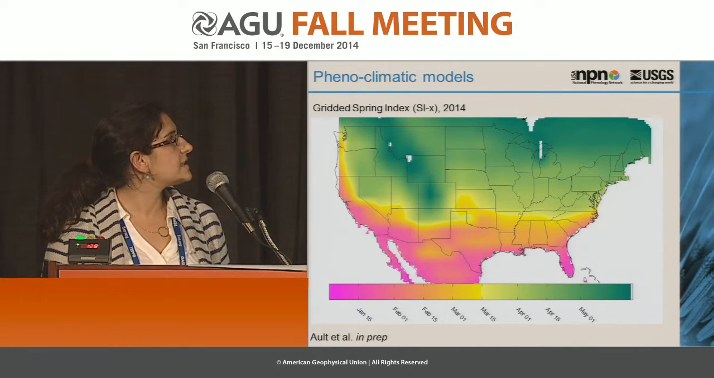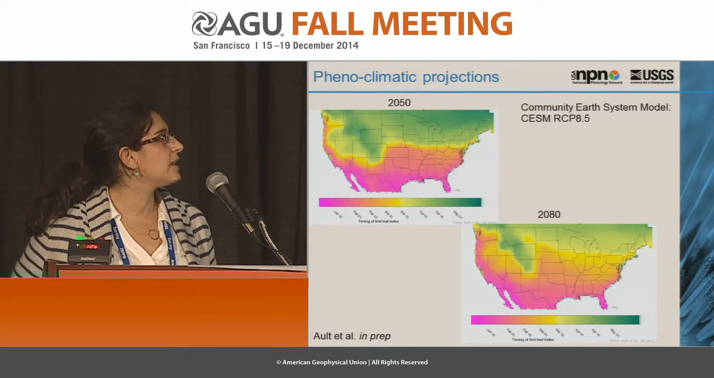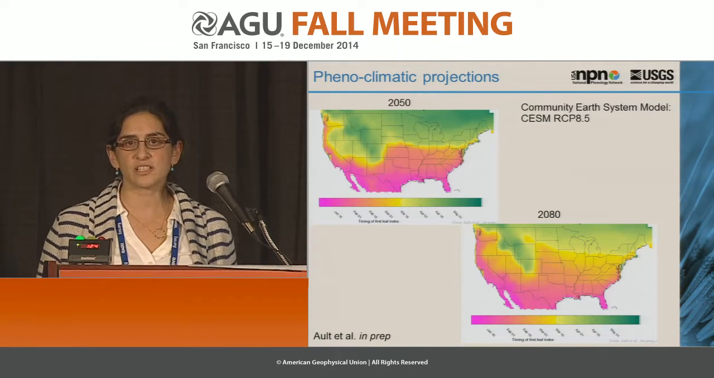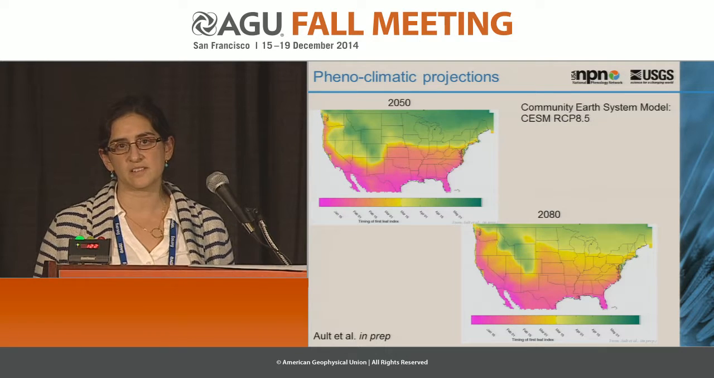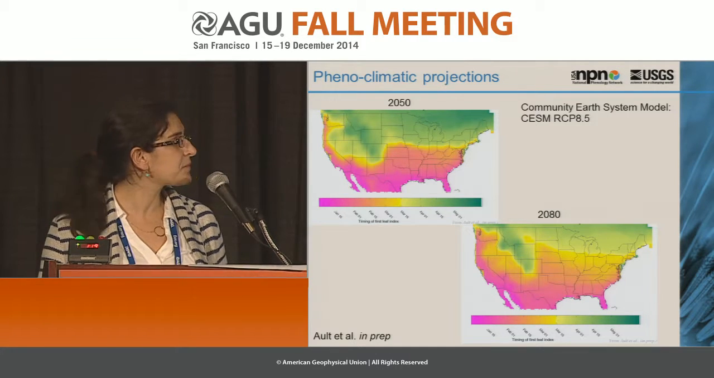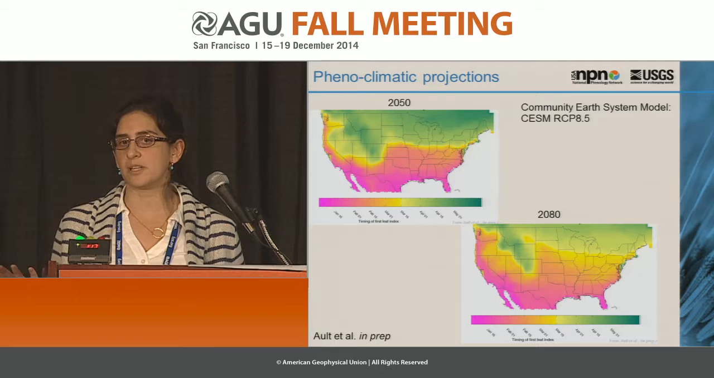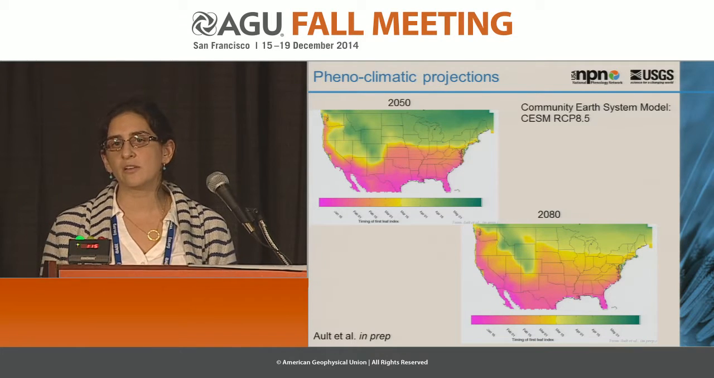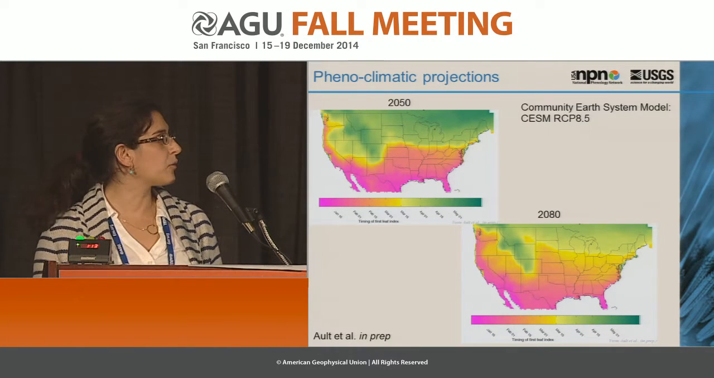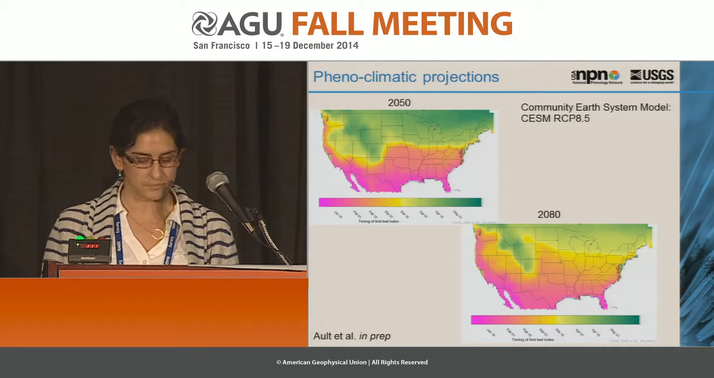And we're using this model as a way to show how we can do projections into the future and different climate change scenarios, as well as hindcast maps. And so, as I said earlier, ultimately we would like to have a database of these phenoclimatic models based on ground observations for people to work with.